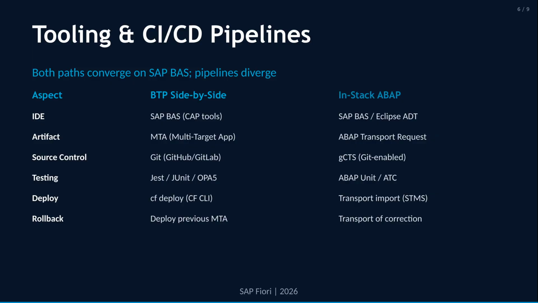For CI/CD, the paths diverge. BTP side-by-side extensions use standard cloud pipelines. You can use SAP Continuous Integration and Delivery Service, GitHub Actions, Azure DevOps, or Jenkins. Your artifact is a multi-target application, an MTA, deployed via the Cloud Foundry CLI. With ABAP environment on BTP or S/4HANA Cloud, you get gCTS, Git-enabled Change and Transport System, which bridges ABAP transports to Git repositories. This is newer and less mature than standard cloud CI/CD, but it is improving rapidly.